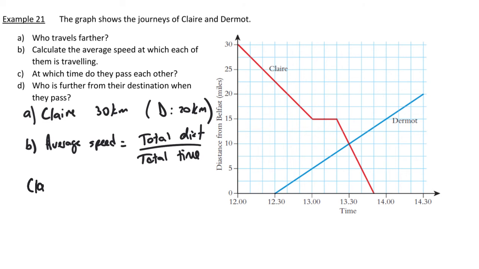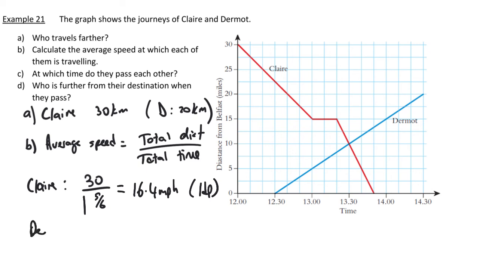So for Claire, what we know is that her total distance is 30, and because it's kilometres per hour, we need the time in hours. So 12 to 1 is 1 hour, and then we've got to 1:50, and 1 hour 50 as a fraction of an hour is 1 whole hour, and 50 out of 60 minutes is 5/6. So if we divide 30 by 1 and 5/6, we get 16.4 miles per hour to 1 decimal place.